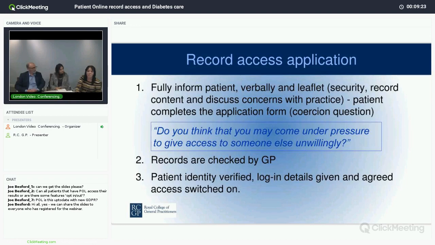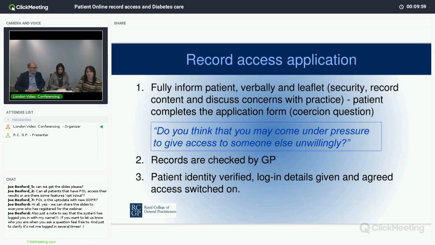This should be backed up with some written information so the patient can take that home and have time to digest it. It's very, very important that they understand the coercion question. So, do you think that you may come under pressure to give access to someone else unwillingly? Once the patient has completed the form and the person that's guided them through is happy that they have understood about coercion, the records would then be checked by the GP. That sometimes can take a little bit of time.